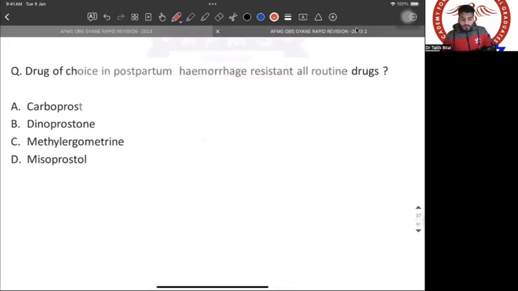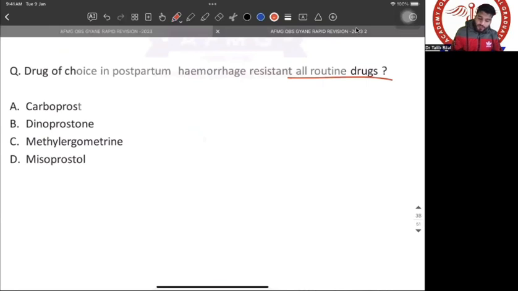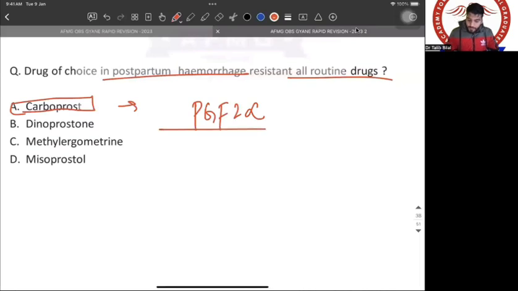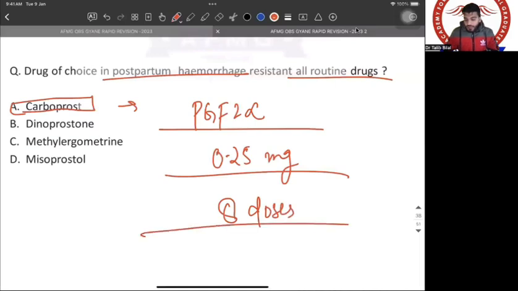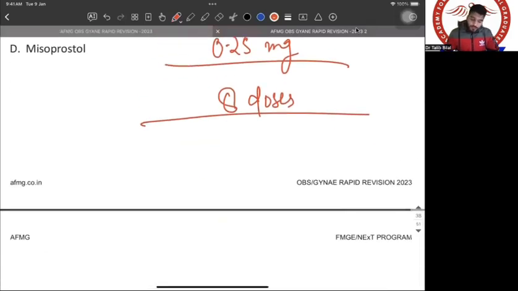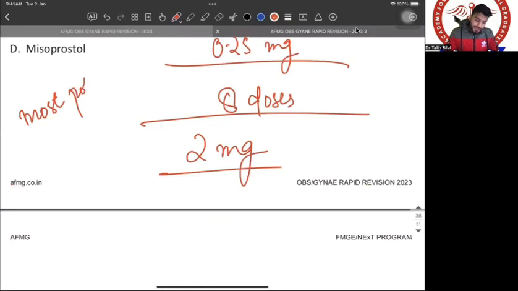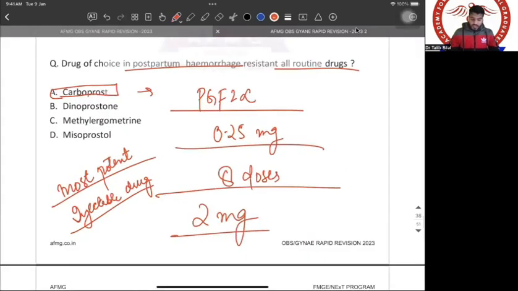Drug of choice in postpartum hemorrhage resistant to all routine drugs. If in PPH the drug of choice is for resistance to all routine drugs, it will be carboprost. It will be which drug, guys? Carboprost. If I talk about carboprost, guys, it's PGF2 alpha. The dosage is 0.25 mg. A maximum of 8 doses you can give. The PYQ in NEET PG: what is the maximum dosage of this PGF2 alpha? The maximum dosage is 2 mg. It's the most potent drug and it's an injectable drug.